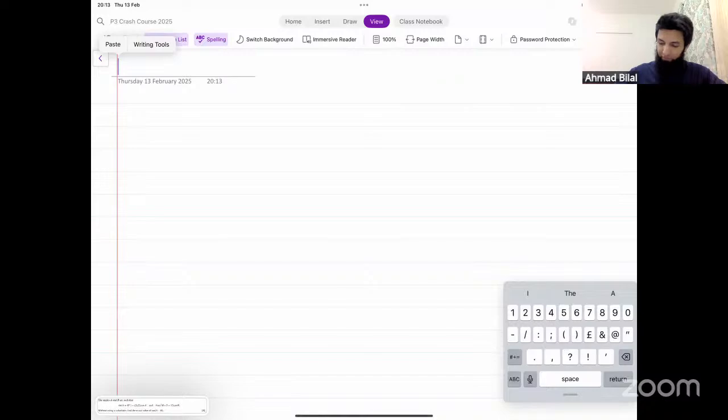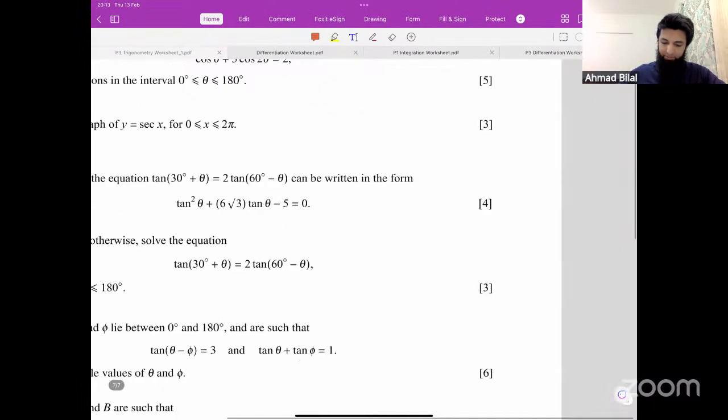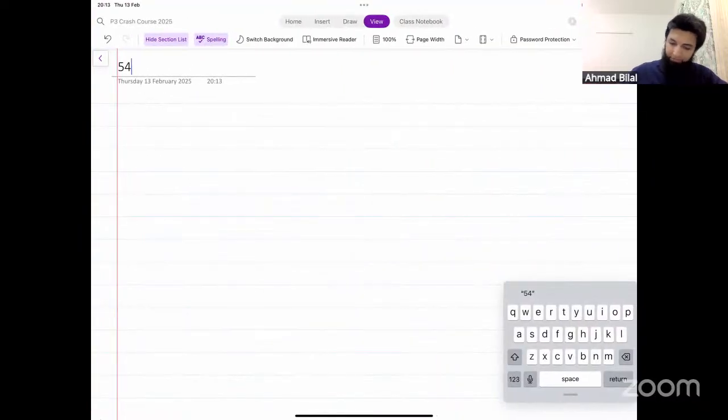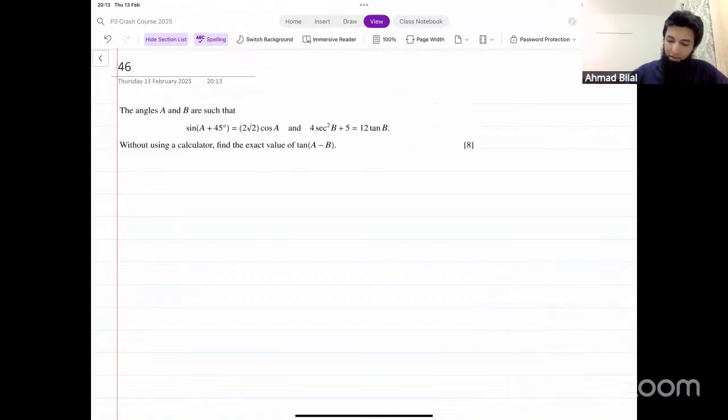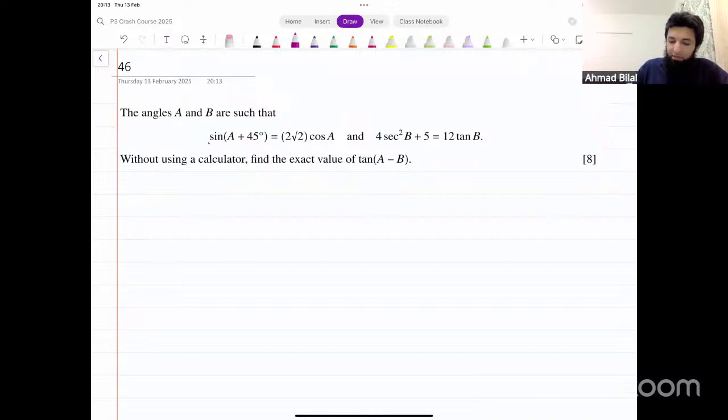Question number 54 from the worksheet. No, 46. Okay, so it says angles A and B are such that sine of A plus 45 equals this, 4 secant square B plus 5 equals this. Without using a calculator, find the exact value of tan of A minus B.